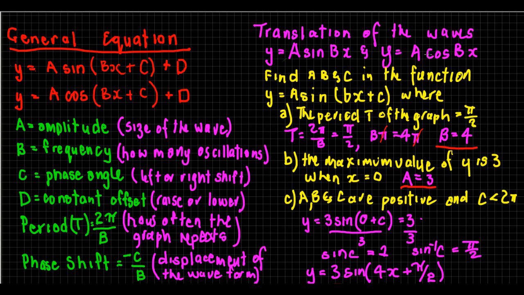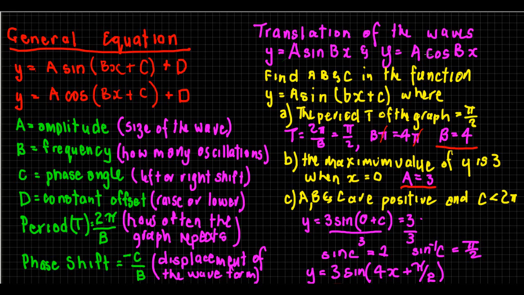Now the maximum value of y is 3 when x equals 0. The maximum value tells us straight away what the amplitude is, because the sine graph and the cosine graph only range between 1 and negative 1. The maximum value being 3 tells us immediately that a is 3. Now we also know that a, b and c are positive, and that c is less than 2 pi.